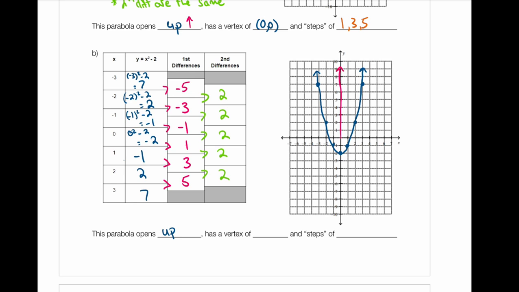It has a vertex now, our lowest point has shifted a little bit, so we have a lowest point of 0, -2. And we have steps, again, same thing. If we go over 1, our first step is 1. We go over 1 again, our next step is 3. Go over 1, our next step is 5. So 1, 3, 5 is still our steps.